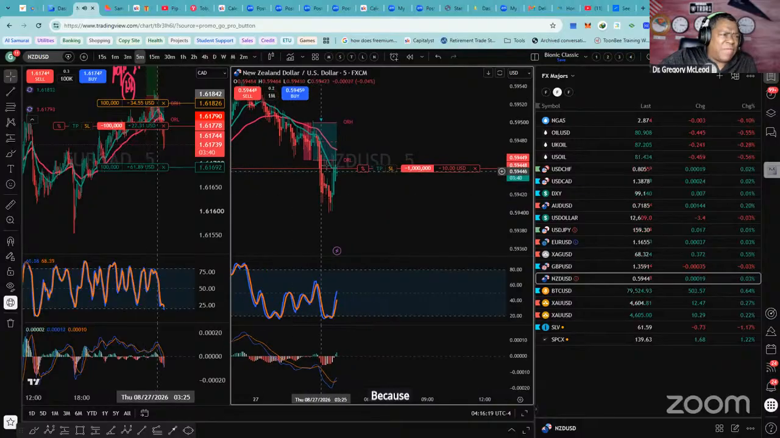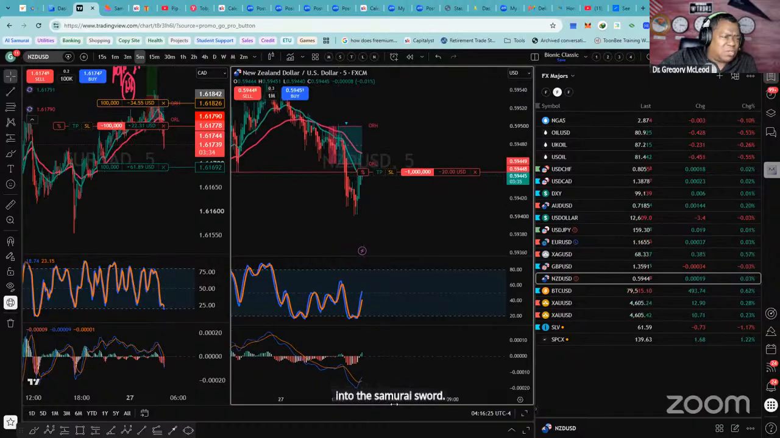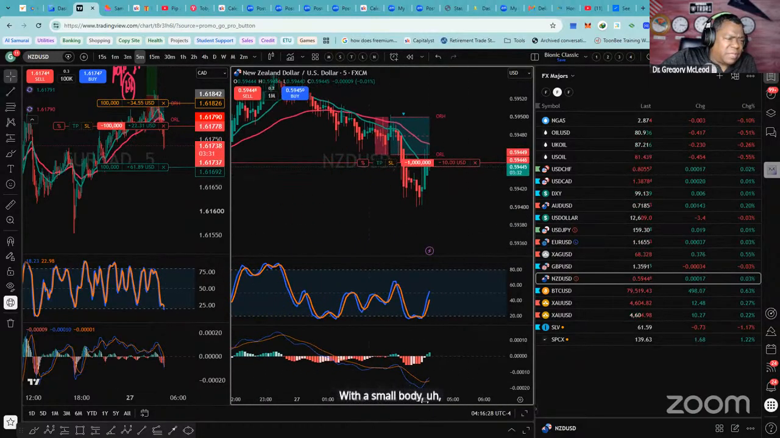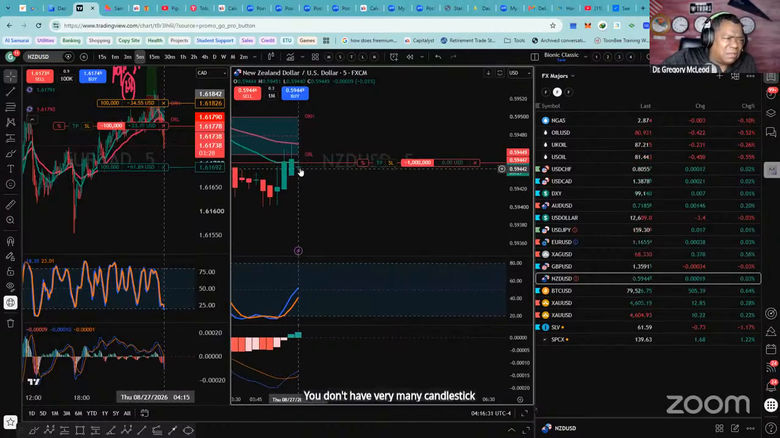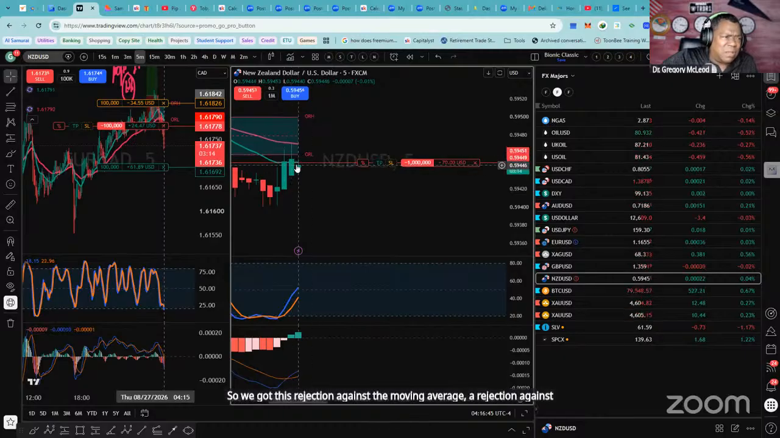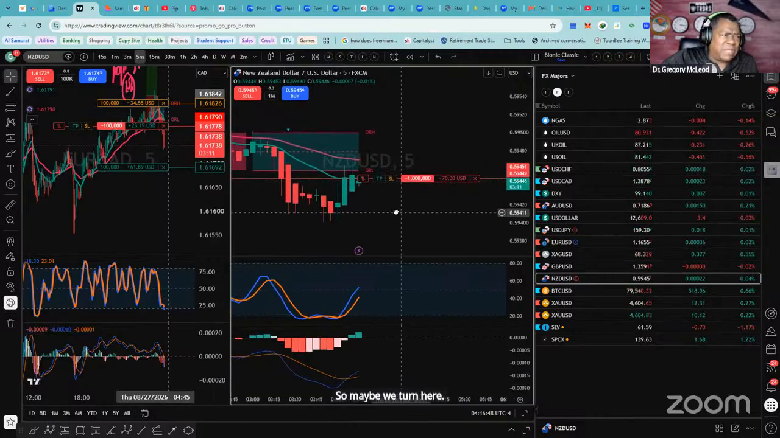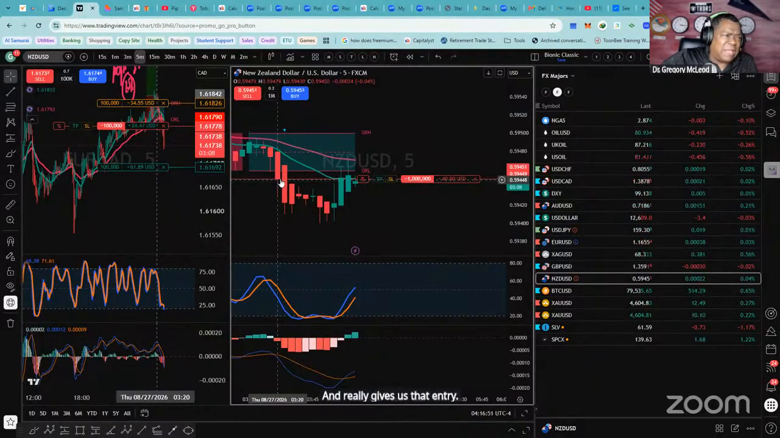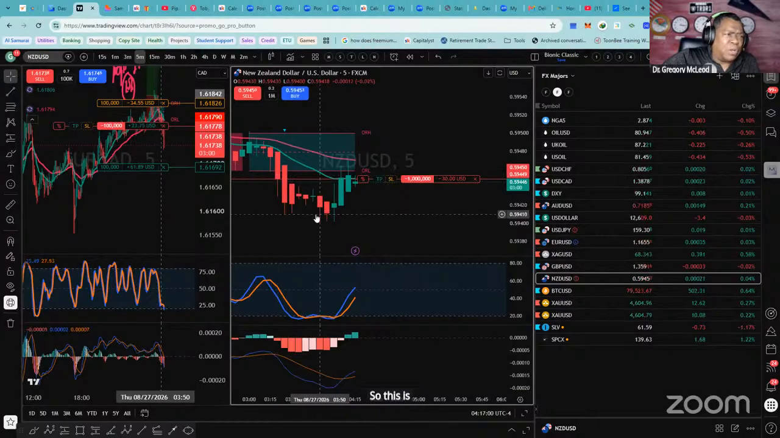Because we had a failed move back into the samurai sword with a small body. You don't have very many candlestick patterns using Heikin-Ashi candles, but we have that small body candle and a large body candle, that green. That's usually a bearish formation. So we have this rejection against the moving average, a rejection against the sword. So maybe we turn here and it gives us that entry. It gets back to the ideal entry that we should have got if we waited. So this is like a return to the scene.